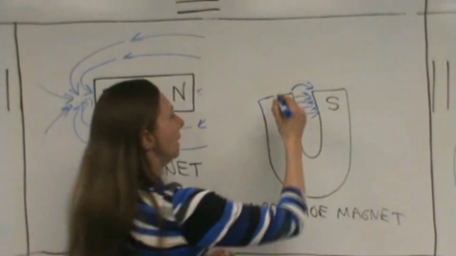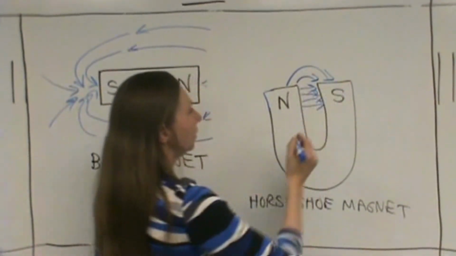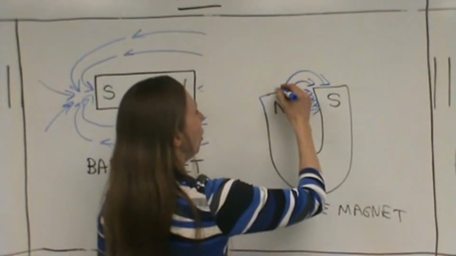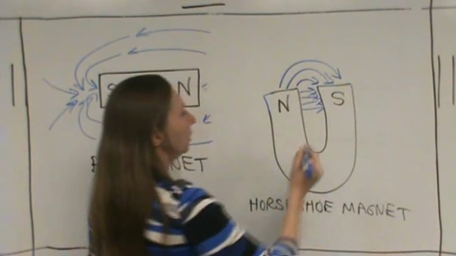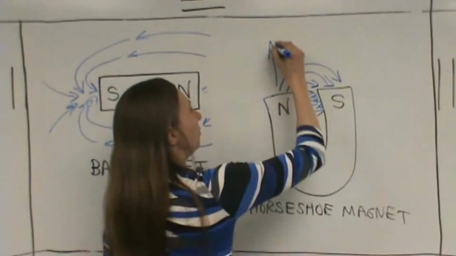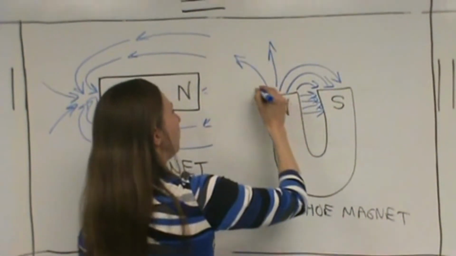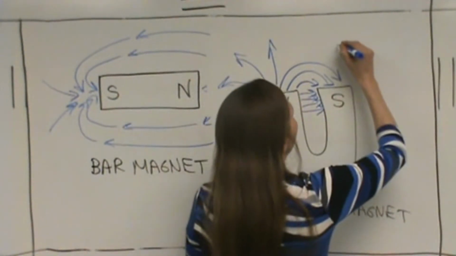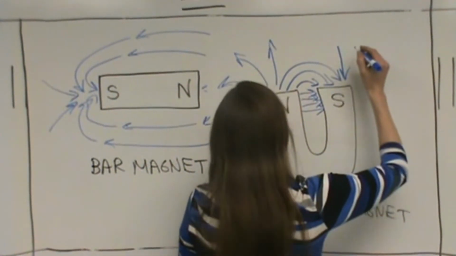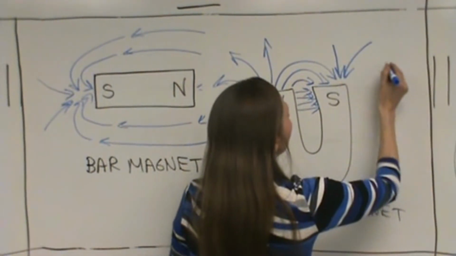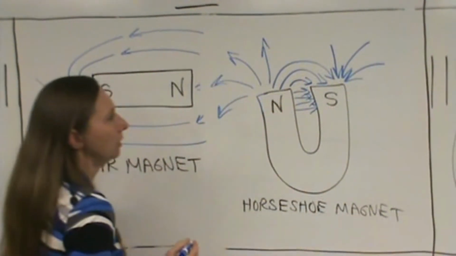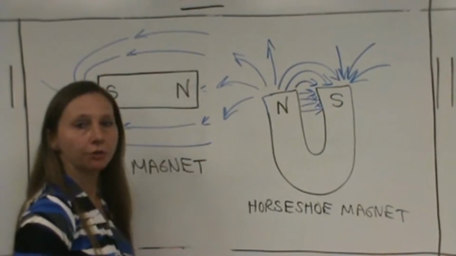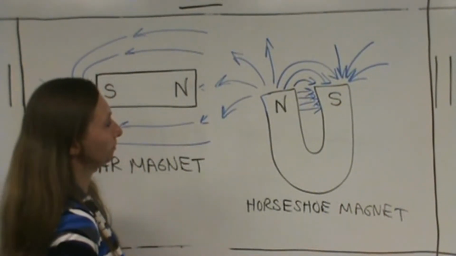Here's where they start to bend. Away from north toward south. Away from north, towards south. There's your magnetic field lines for a horseshoe magnet.